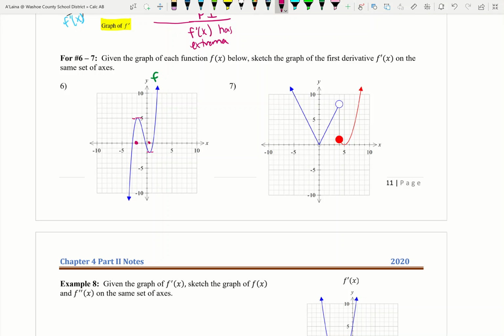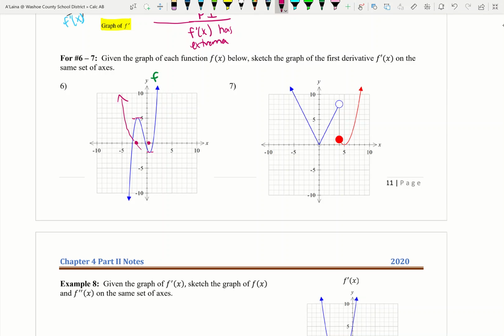So my derivative will equal 0 when I have those relative extrema. And notice that at my relative max here, I'm changing from an uphill graph to a downhill graph. This means the slope of f changes from positive to negative. This means f prime changes from positive to negative. So I need to be going from above to below.